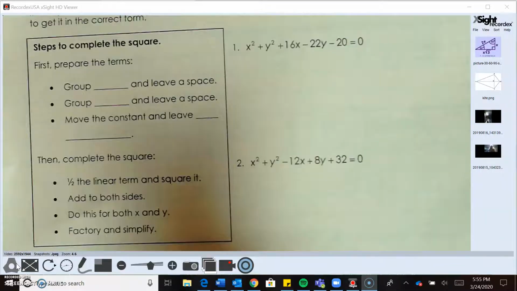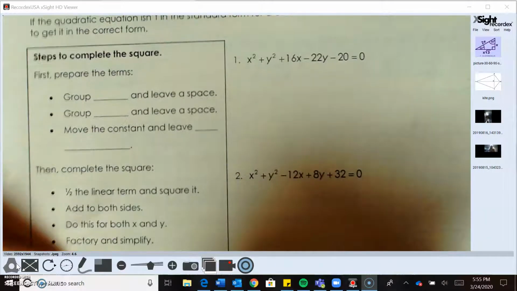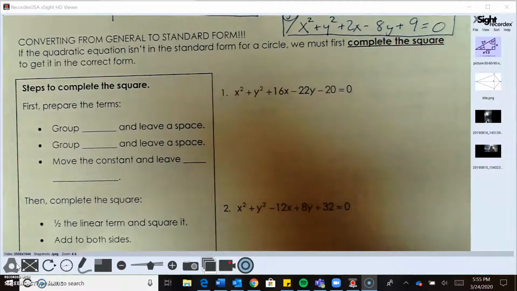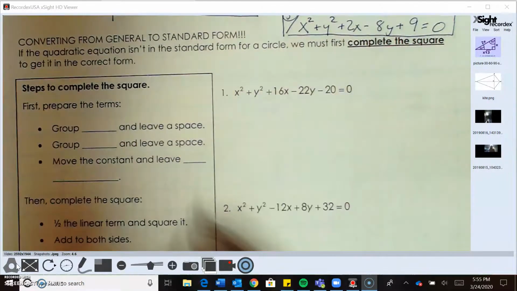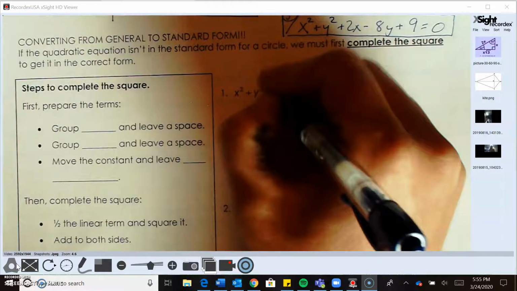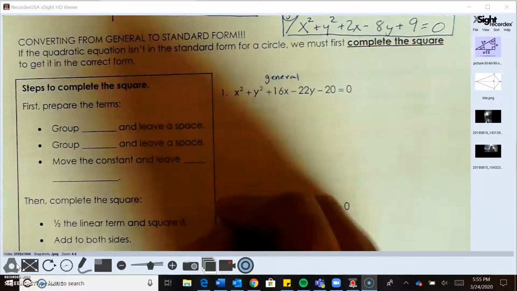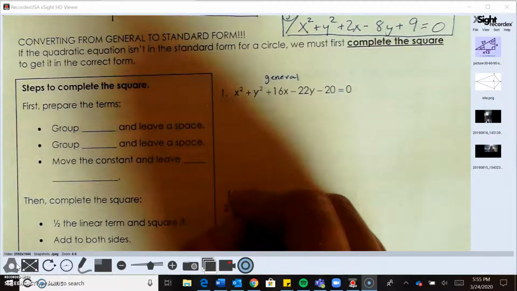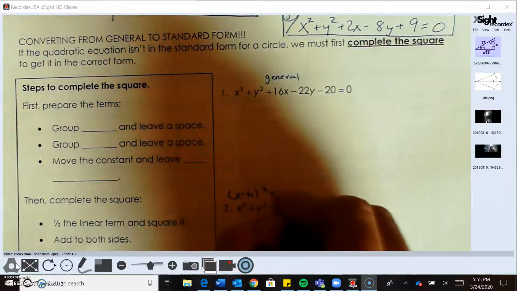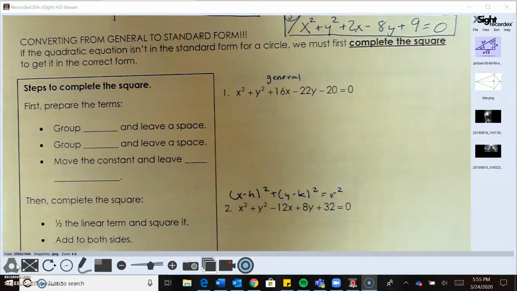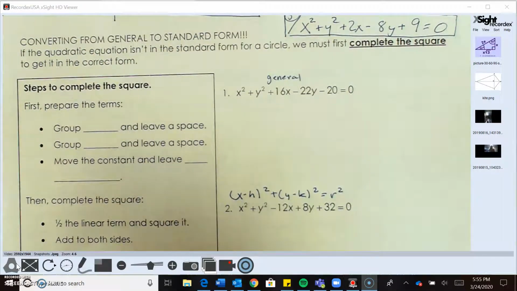So, we're going to move to the bottom of this page. Now I think we're going in the opposite direction. Now we're in general form. This is general. And I want to end in standard form. So when I finish this, I want something that looks like this: x minus h squared plus y minus k squared equals r squared. Okay, I want it to end up looking like that.